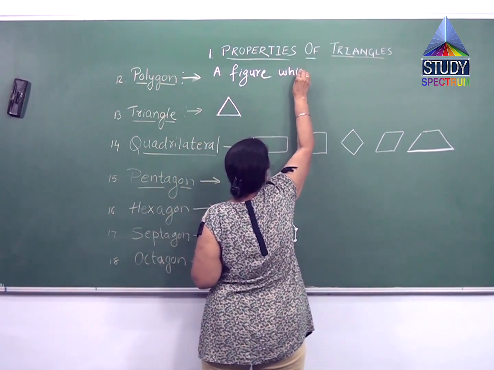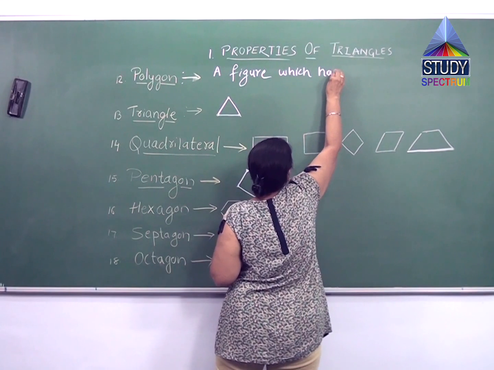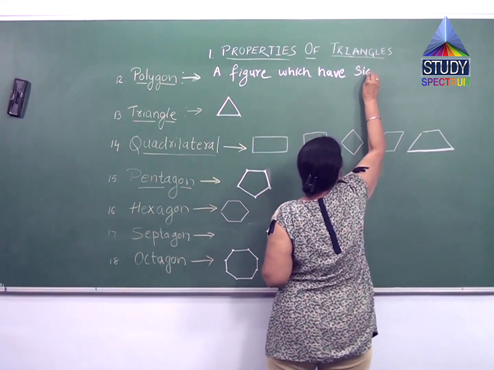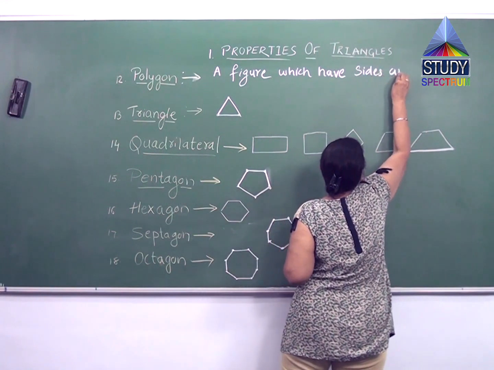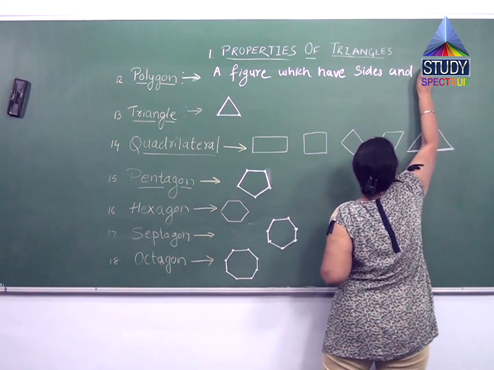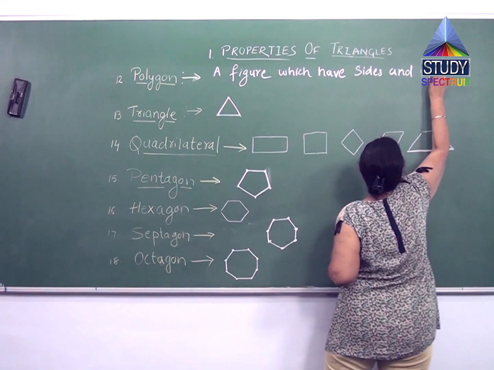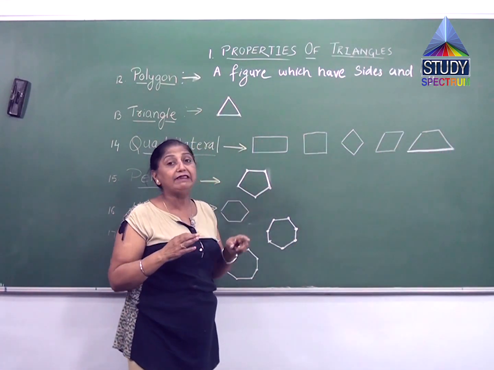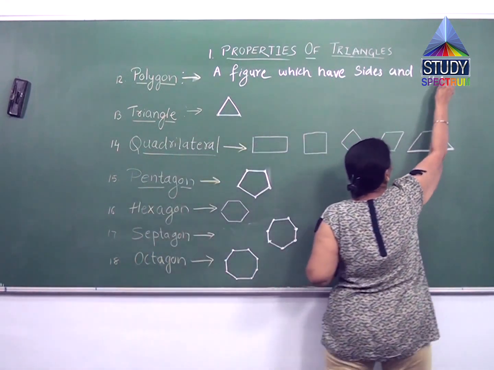has sides and angles. So once again, what is a polygon? A polygon is a figure which has sides and angles.